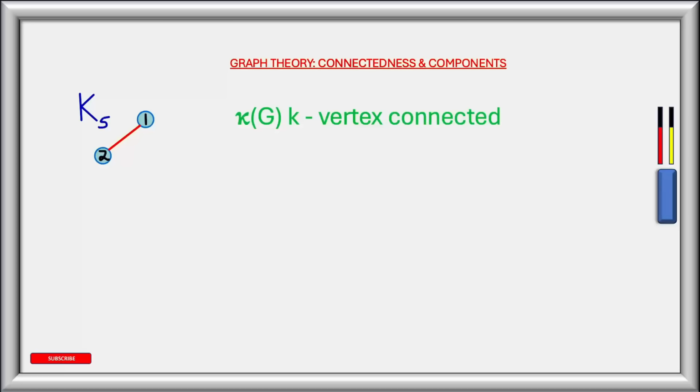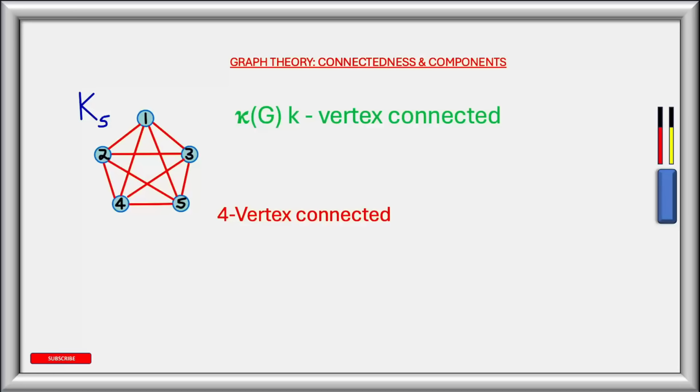So now let's remove vertex 2. And so removing vertex 2 finally isolates one of the vertices. And so this K5 graph is 4 vertex connected, as we needed to remove 4 of the vertices before we isolated a component.